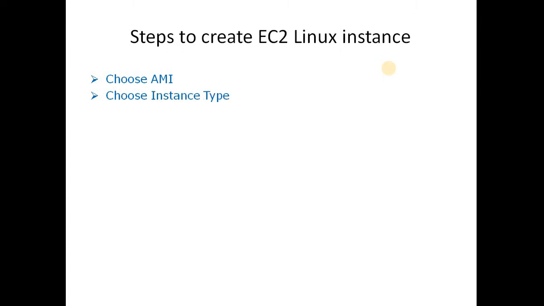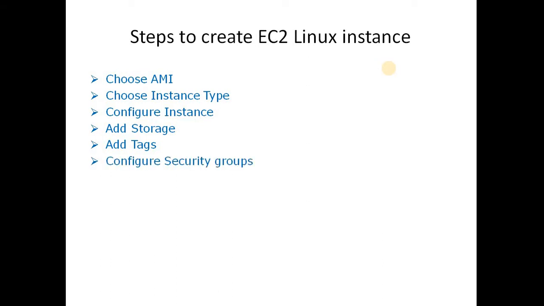Step number 2, depends on the capacity and volume requirement, we need to choose the appropriate instance type. And we need to provide the configuration details like how many instances you require, what are the network details, purchasing option, shutdown behavior, a role session, etc. in configuration details. At fourth step, we need to add the root volume to your EC2 instance, but also you can add EBS volumes. You can create up to 50 tags and add to your EC2 instance.